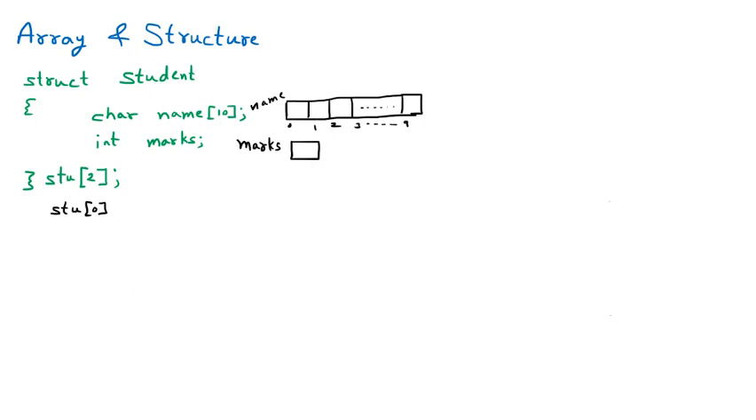Similarly, there is one more, stu1. So there will be stu1 also, because you know that it is an array of two elements, stu0 and stu1. So stu1 will also be having the same memory, which is having the name, having the different spaces, and this is going up to the 9.